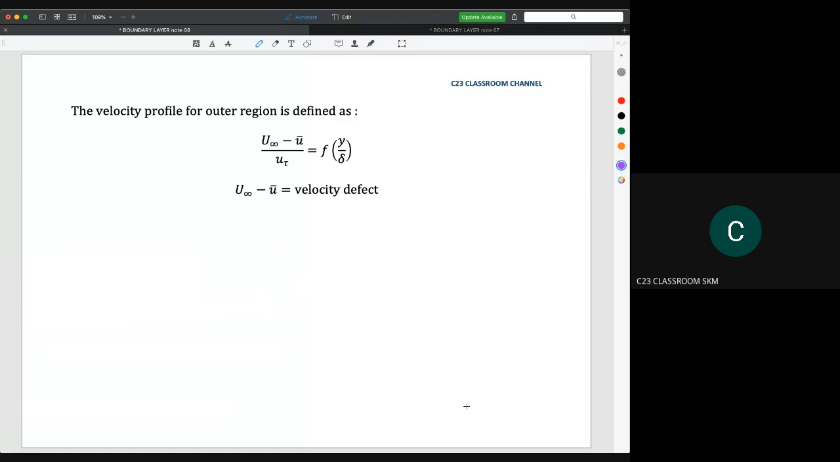So for the outer region, they could say that the outer region can be shown as this equation. So F is equal to a function of y over delta. If you see here, you could find that it is actually the idea of F of eta, because to simplify the equation, instead of using y over delta, why not we set y over delta equal to eta? Then your equation will become a function of eta.